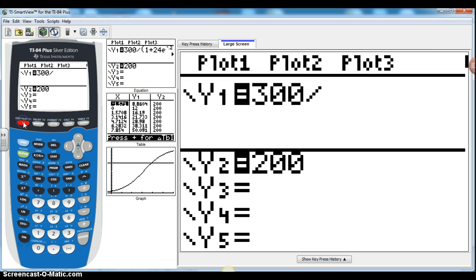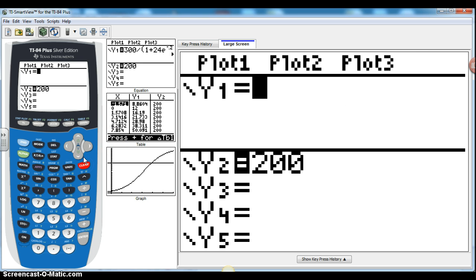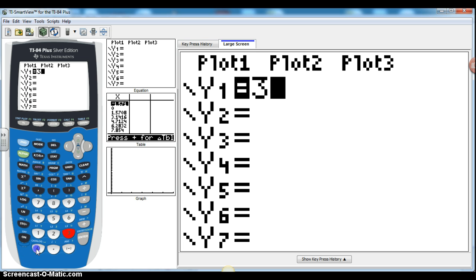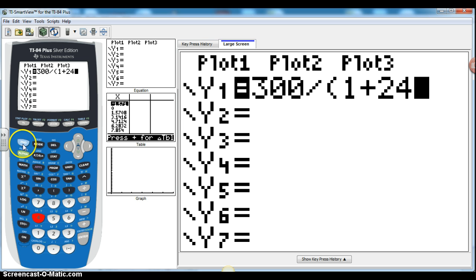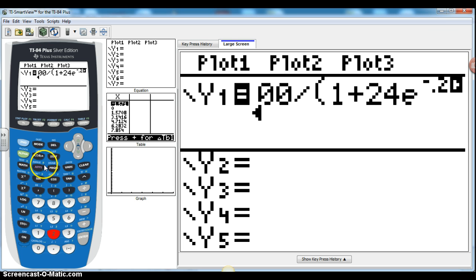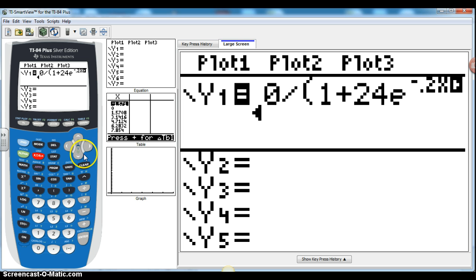To graph this, I'm going to first clear this out so you can see how I typed it in. In y1, I'm going to put in the function 300, and I'm going to divide it by, again in parentheses, 1 plus 24 times e, second ln, to the negative 0.2, and we're just going to use x for t. And I'm going to close my parenthesis.